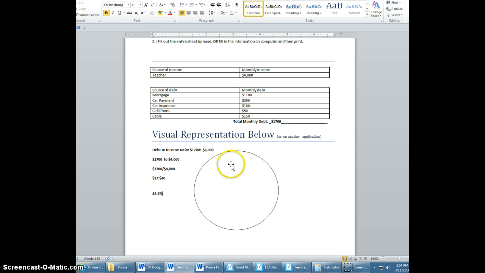Okay, so I could create a graph here like you've done in the lab to show you that 42.5% of this entire income, which would be just a little bit less than half, goes towards debt.